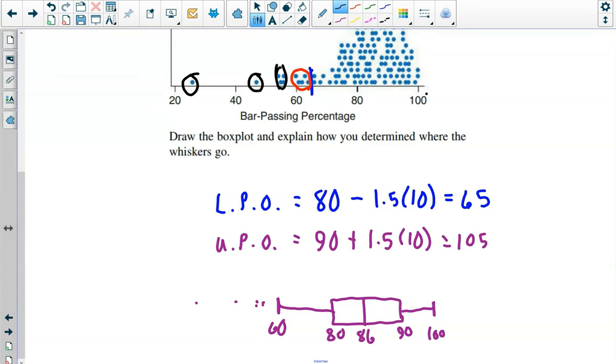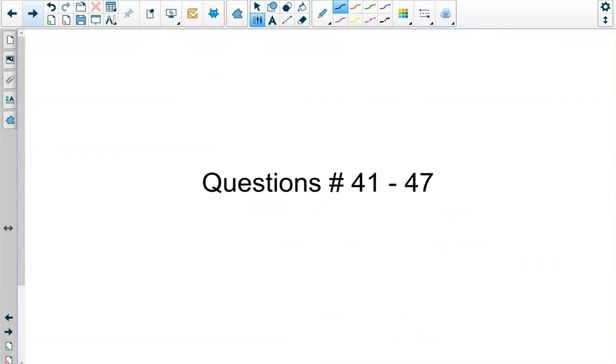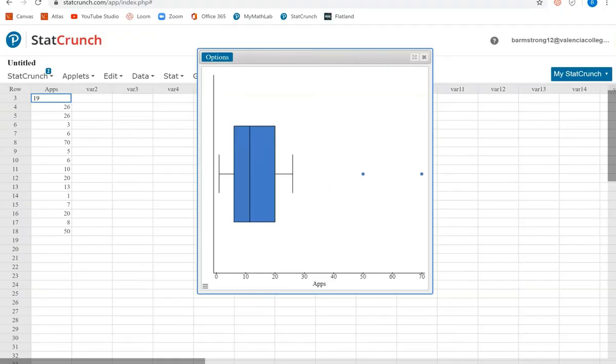So that ends section 3.5. So you have all of chapter 3 to do. The 3.5 questions really start from section 41 to 47. And that ends chapter 3, and that ends all of module 1.